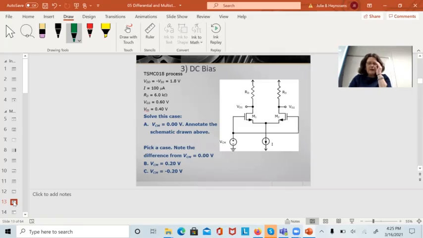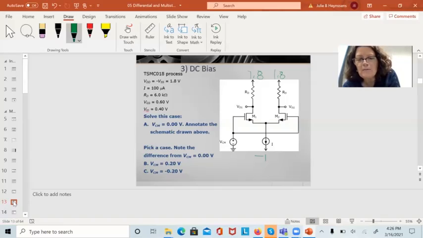Now, in this case, I'm given V common mode is 0 volts. Let's annotate the schematic first. That will help us figure out what's going on. My VDD is 1.8 volts. Doing this on the exam will save you a lot of headaches and a lot of time. VSS is negative 1.8, because you'll see things that suddenly you know. I is 100 microamps.